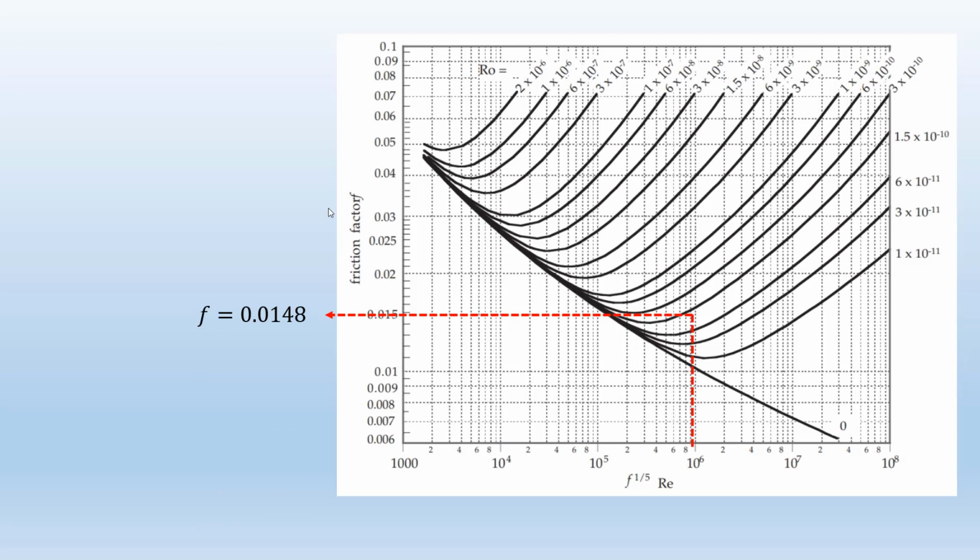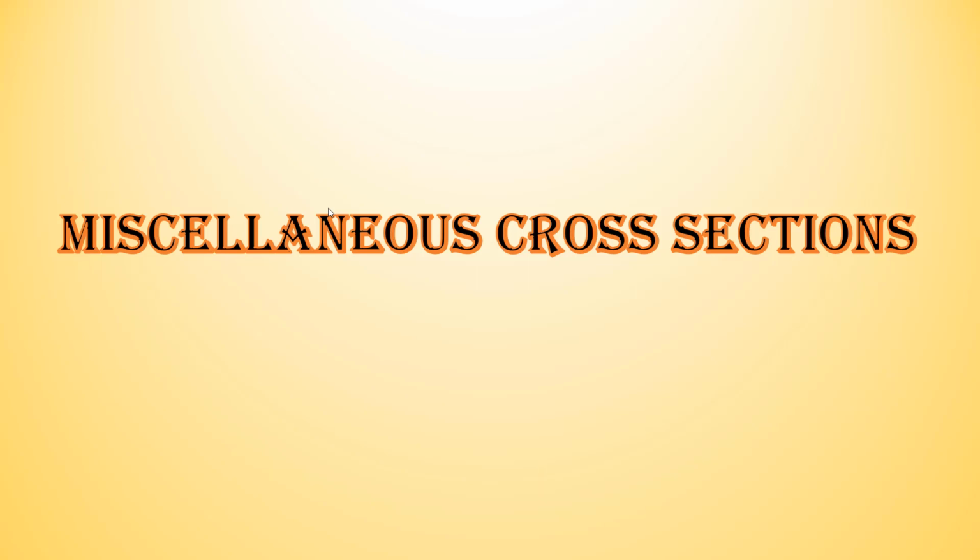If you use this friction factor in the first equation, you can find the diameter, which is 0.534, which is pretty close to the results of the previous method. So these are the two different methods to solve type 3 problems. So what happens, guys, if you don't have a circular pipe?